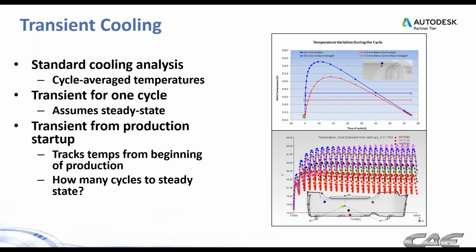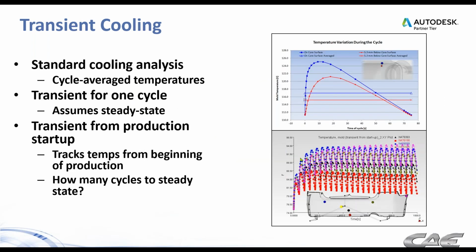So this is for much more nitty-gritty, granular analysis, getting detailed results at every point in time and every location within your mold, which is really nice for some things, but by and large, the cycle average numbers are adequate for getting the right cooling design.